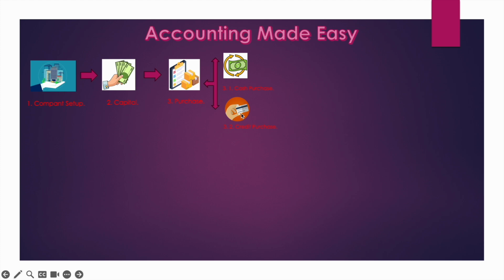Here is how you handle this type of purchase transaction. Example: purchasing supplies on credit from a vendor. You will learn how to record both the cash and credit purchases in an accounting system.